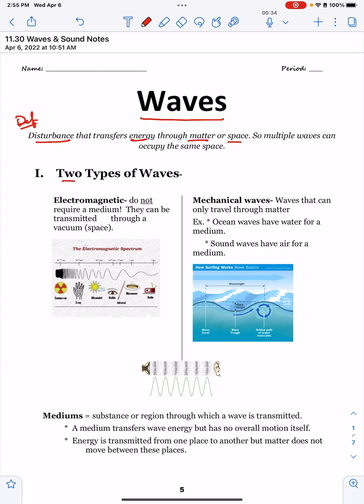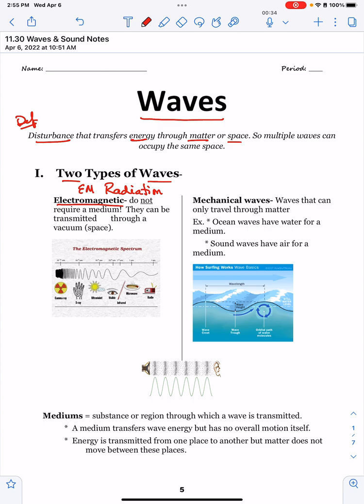There are two types of waves. I'll let you read this on your own. I'm not going to cover everything, I'm just going to cover the high points. Electromagnetic waves, sometimes we call this electromagnetic EM radiation, is what we commonly refer to as light, although it also includes things we can't see, like gamma rays, X-rays, ultraviolet, infrared, microwaves, radio, and so forth.